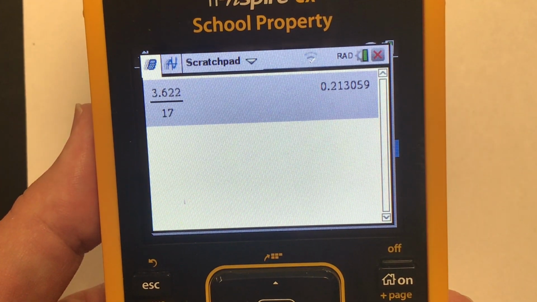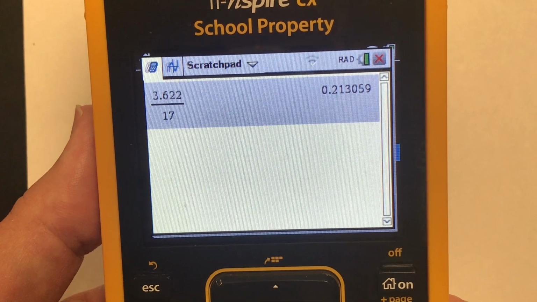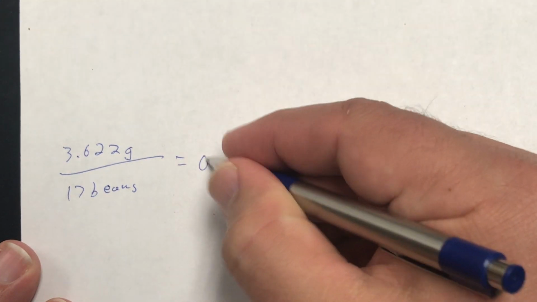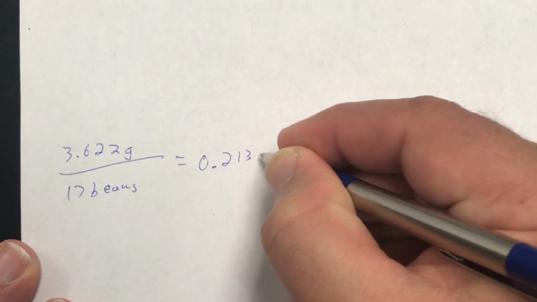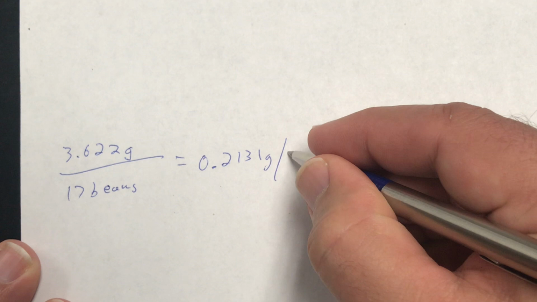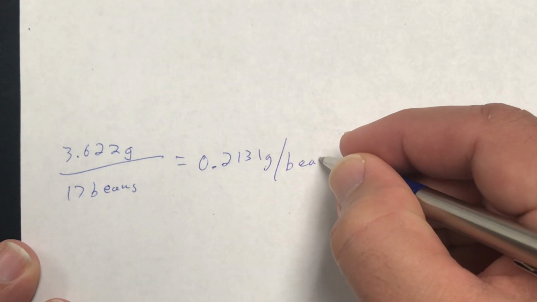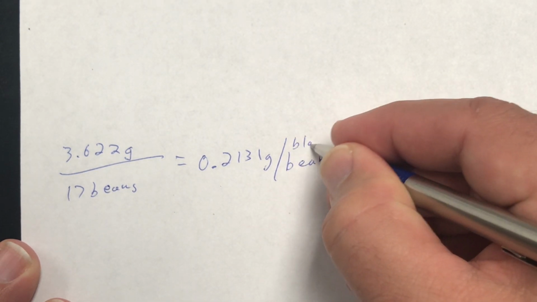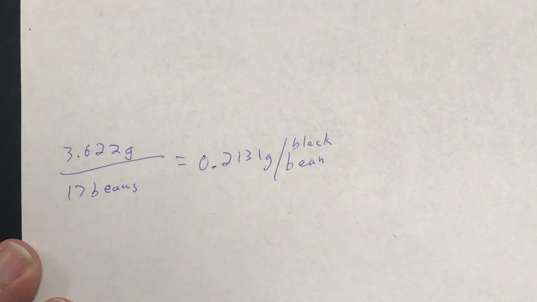So 0.2131 grams per bean. And that was actually our black beans, so I will include that. All right, that is how you calculate those average masses for each isotope. So go ahead and do that for the remaining 3 types.